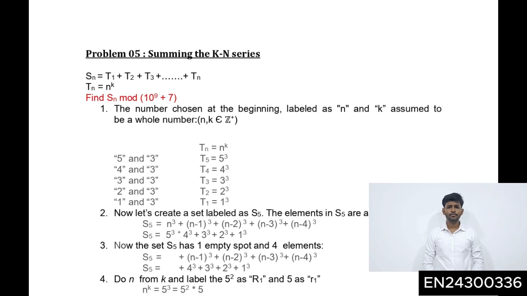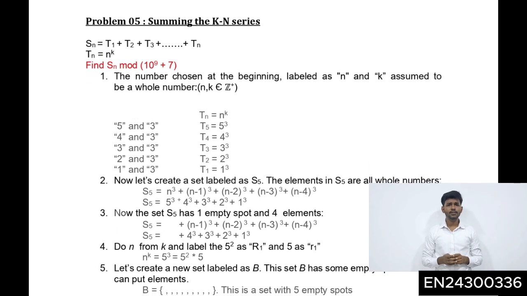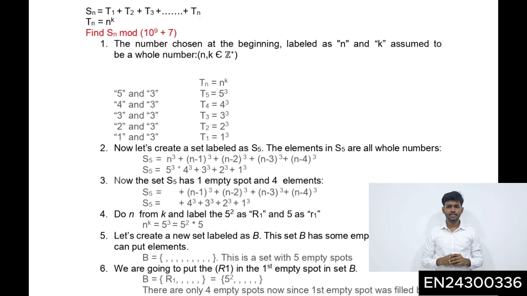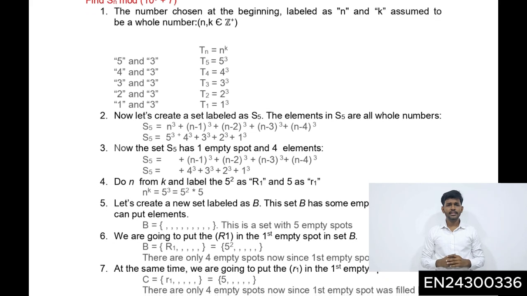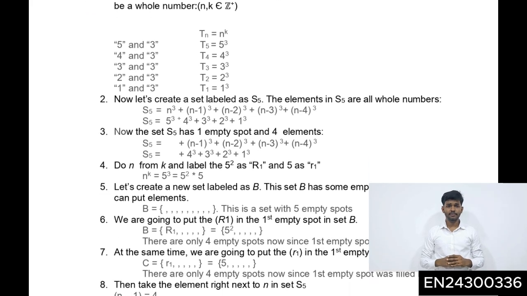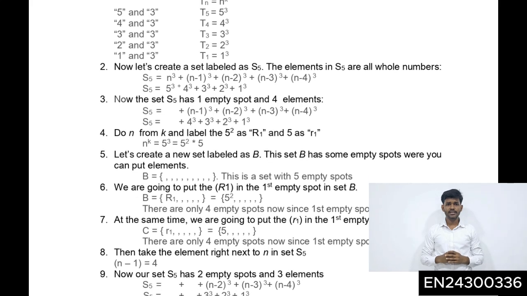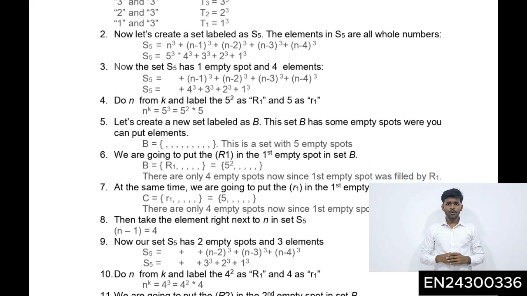Let's dive into the interesting problem, which is the summing n^k series, where we calculate Sn equals t1 plus t2 plus t3 up to tn using modular arithmetic. We start by choosing integers n and k. For each term, tn equals n to the power k. For example, if n equals 5 and k equals 3, t5 equals 5 to the power 3.